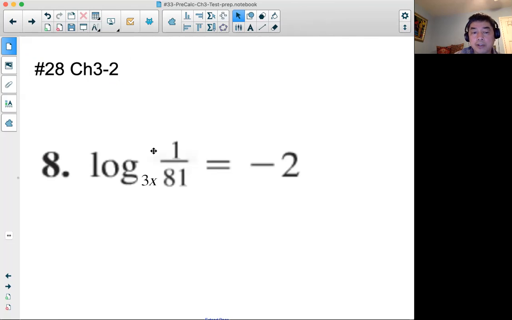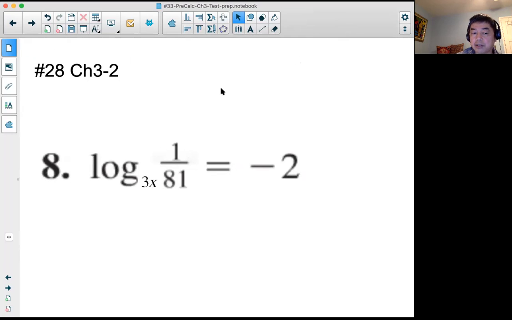Let's do one more, and then I'll take a break. All right, so if you see a logarithm function like this, log base 3x of 1 over 81, the 3x is going to be the base and the exponent is -2, and you have to solve it. So let me write down this one for the exponential function.